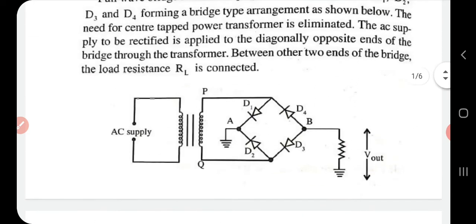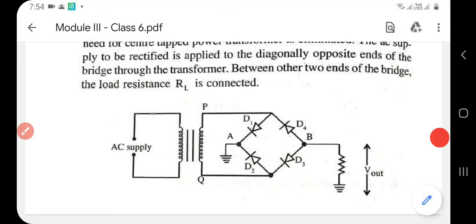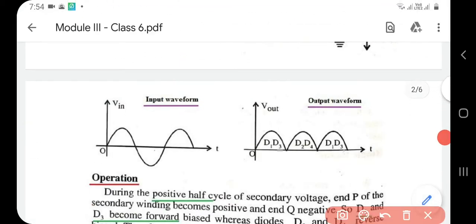through this paragraph. Okay, so during the positive half cycle, diodes D1 and D3 will be forward biased, that is they will conduct, whereas diodes D2 and D4 will be reverse biased, that is they will not conduct. Since diodes D1 and D3 conduct, definitely you will get an output, that is current flow in the output due to diodes D1 and D3.